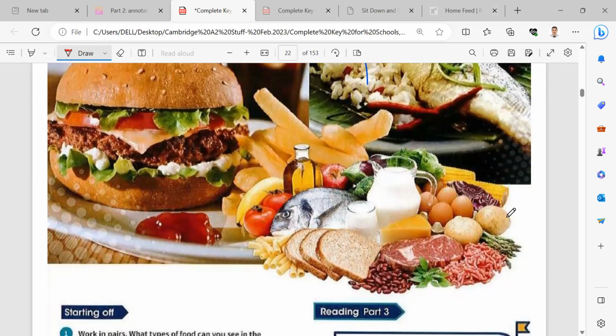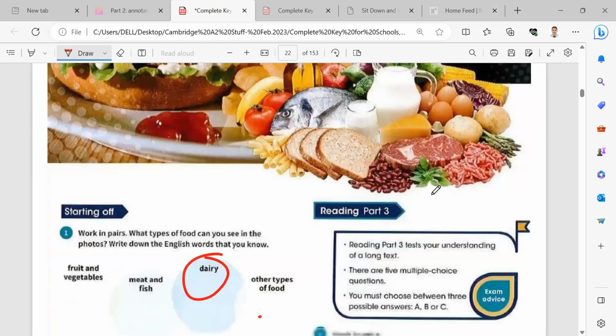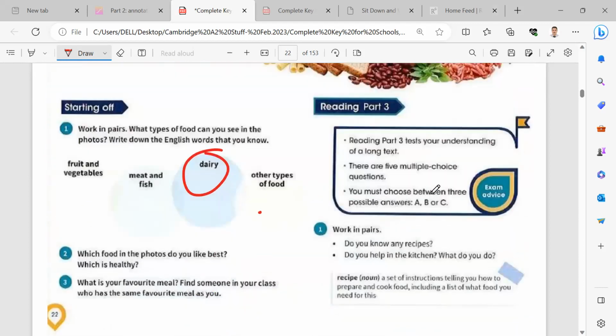Between... Yes, I got it. Yes, exactly. Next to the eggplants. Okay, what else? Fruits. Banana. Yes, banana. So here, apple. Let me write banana.